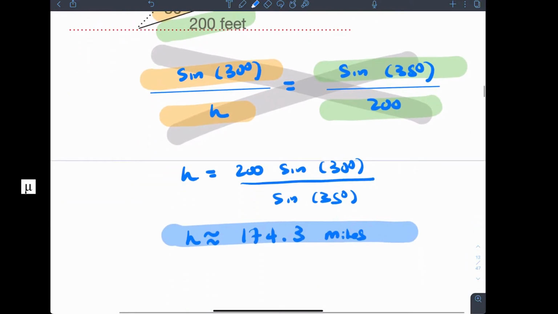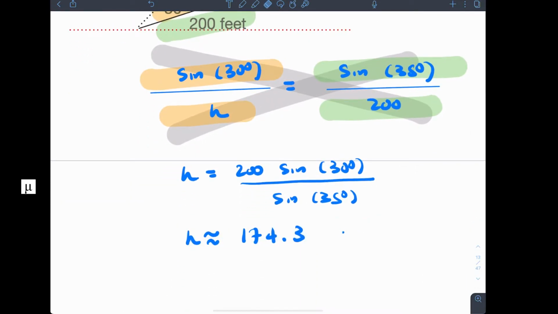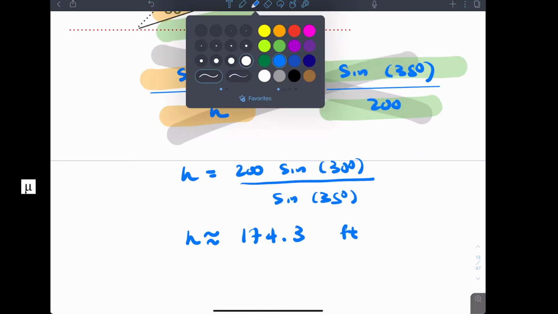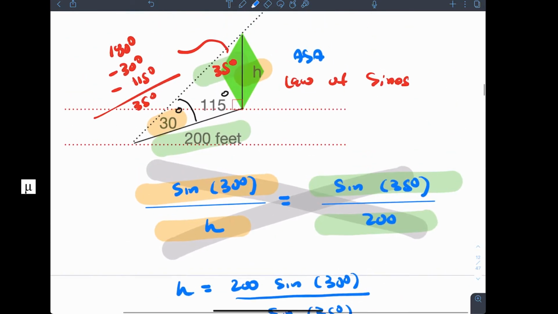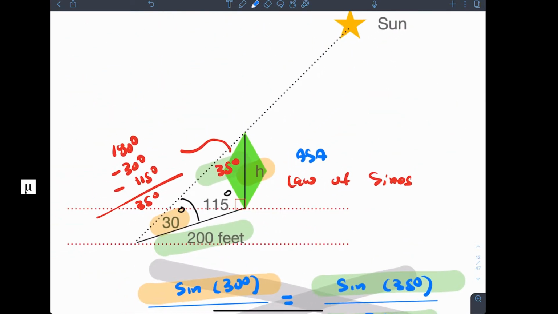And ladies and gentlemen, feet, not miles. That's a big tree. It's probably not on planet Earth. They forgot to tell you that on some other planet, you know. It's a big planet if it was miles, but anyway, that's 174.3 feet, and this is how we apply the work with transversals and vertical angles.